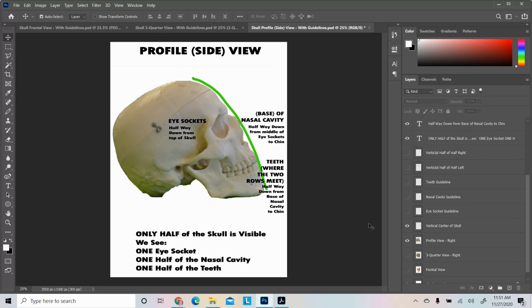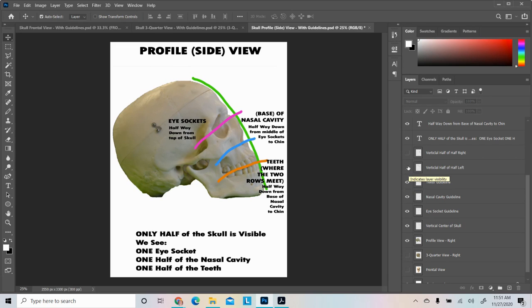It's still the law of halves. So if I were to ask you, where do the eye sockets fall from the top of the skull to the chin, it's still going to be halfway down. And then from the eye socket to the chin, how far down does the nasal cavity fall? It's still halfway because we're looking at the base of the nasal cavity. There's my nasal cavity guideline. And then how far down from the base of the nasal cavity to the chin do the teeth go? Well, same thing. It's halfway down in between.